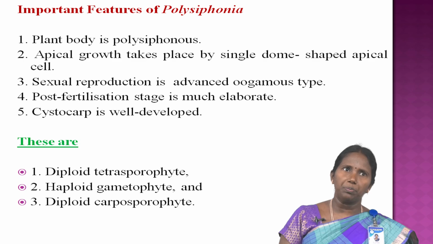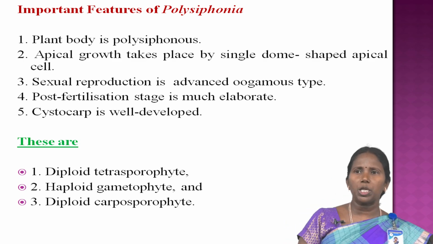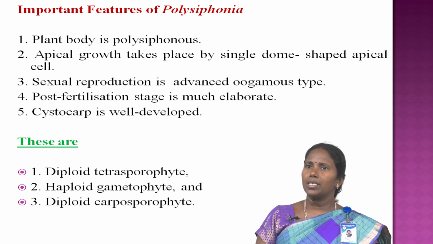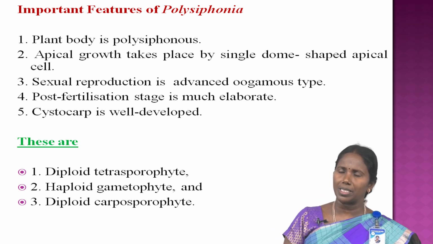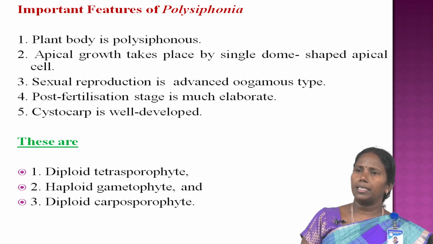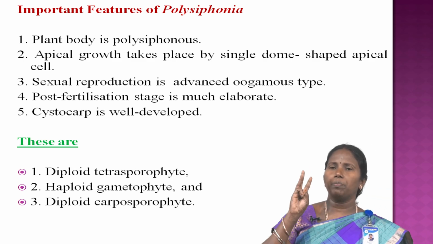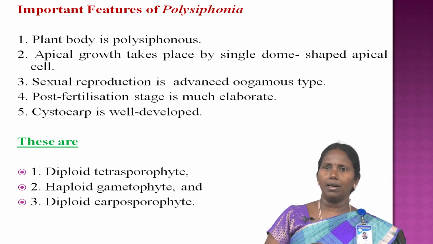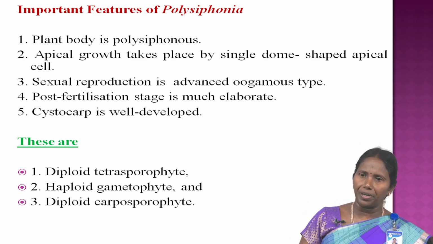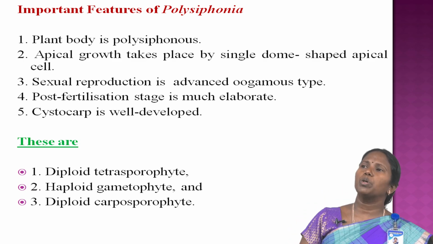Reproduction in Polysiphonia. The reproduction takes place both sexually and asexually. The sexual reproduction is of the oogamous type. In the life cycle of Polysiphonia, three kinds of plants are recognized: diploid tetrasporophyte, haploid gametophyte, and diploid carposporophyte.